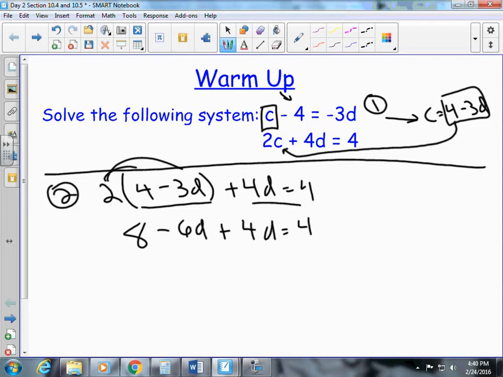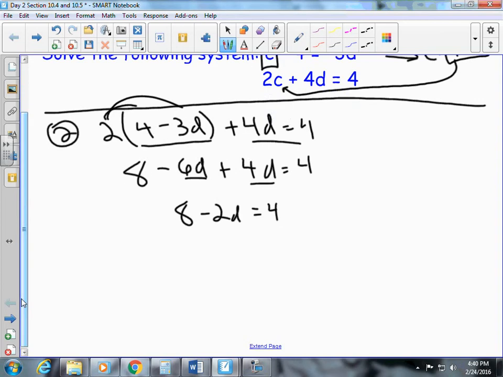Now I'm going to combine like terms. I have negative 6d and 4d there. That's going to give me 8 minus 2d equals 4. I'm going to subtract 8 from both sides. Minus 8, minus 8. So I get negative 2d is equal to negative 4. Divide by negative 2, divide by negative 2. d is equal to positive 2.